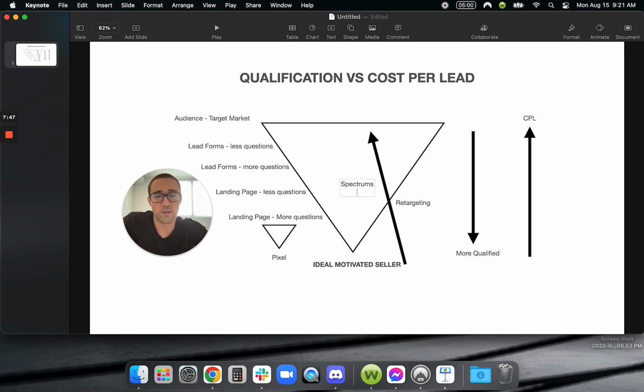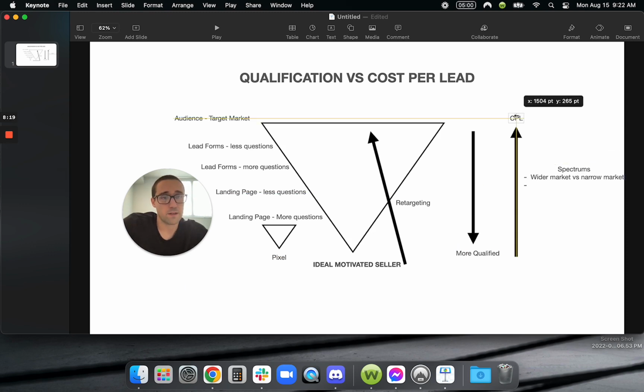On the one hand, you've got a spectrum of targeting a wider audience versus a narrow audience. So we'll say wider market versus narrow market. We'll put it over here, because this relates to cost per lead. The wider your market is, generally the cost per lead is going to go down, whereas the more narrow your market is, the cost per lead will go up because you're qualifying more, right?